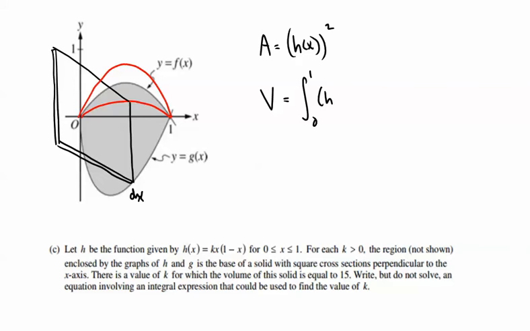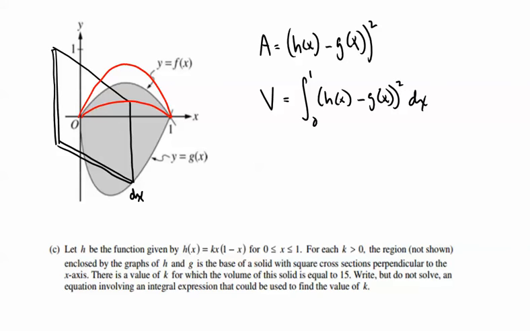It's not h of x, so I take that back. The area was not h of x quantity squared. It's h of x minus g of x quantity squared. And so the volume is going to be the integral of h of x minus g of x quantity squared dx, and we're going to integrate that from 0 to 1. And that's all we need to do there.